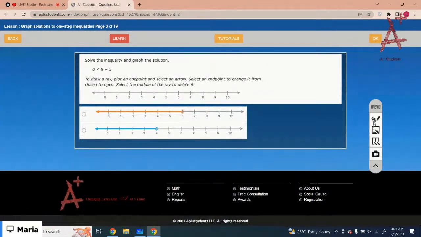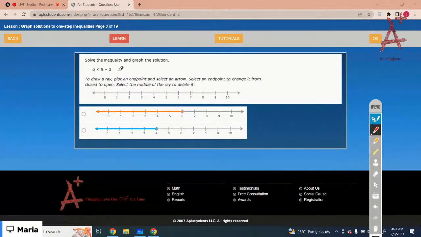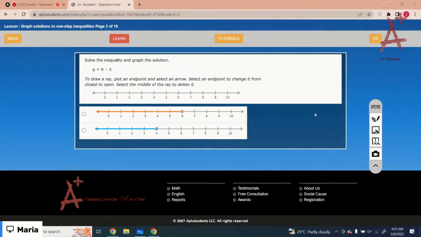Okay, q is less than 9 minus 3. So just evaluate. 9 minus 3 is 6. That means q can be any number that is less than 6 but not 6. So you have an open circle at 6 and also all the values are less, so the graph must be pointing at the left hand side. Got it? So it would be option number 1. That means q is less than 6. Option number 1 is the correct option.